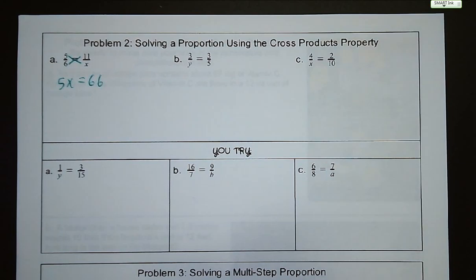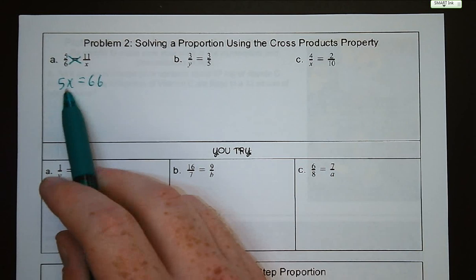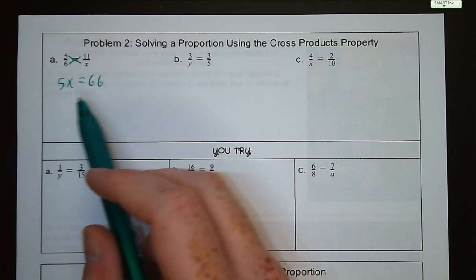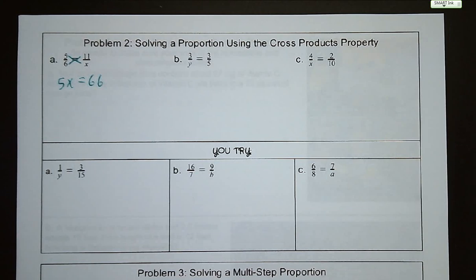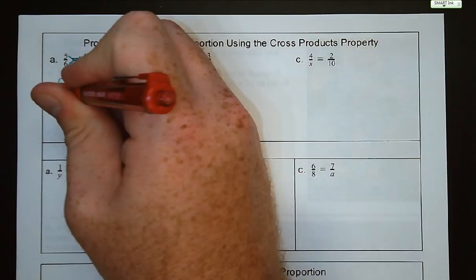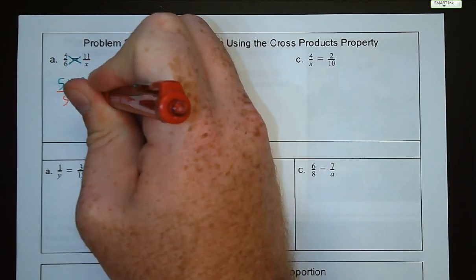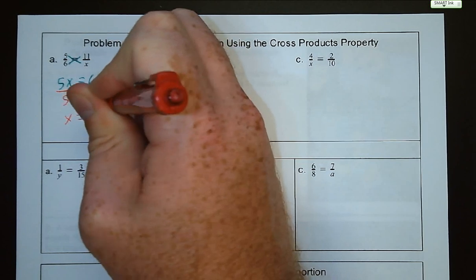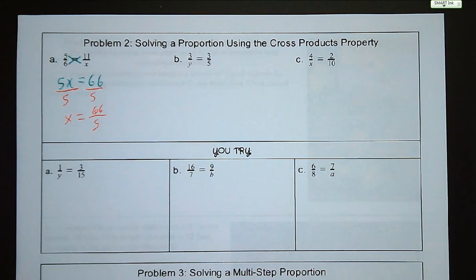Now I always put the variable term first. You could have 66 equals 5x. It means the exact same thing. All right, so now divide both sides by 5. And x is equal to 66/5. We can just leave that as a fraction.